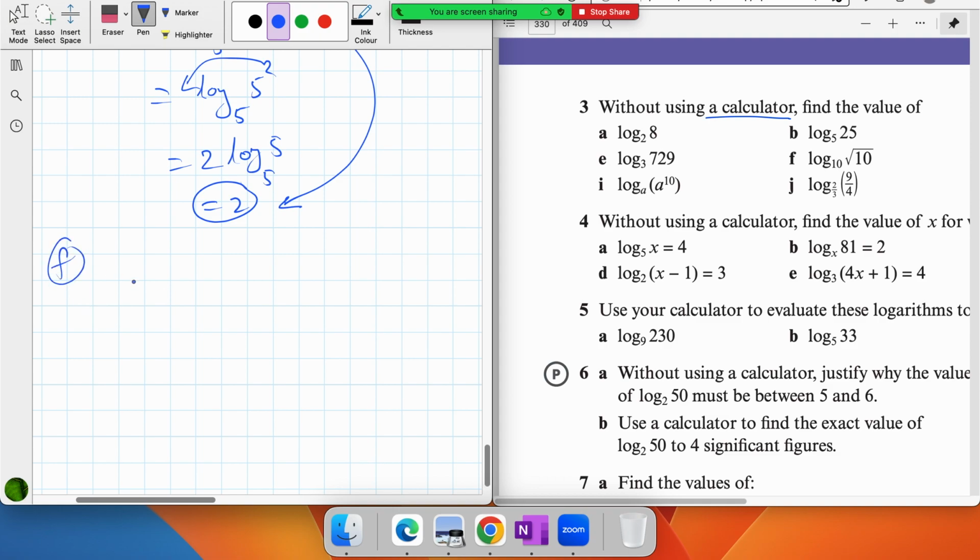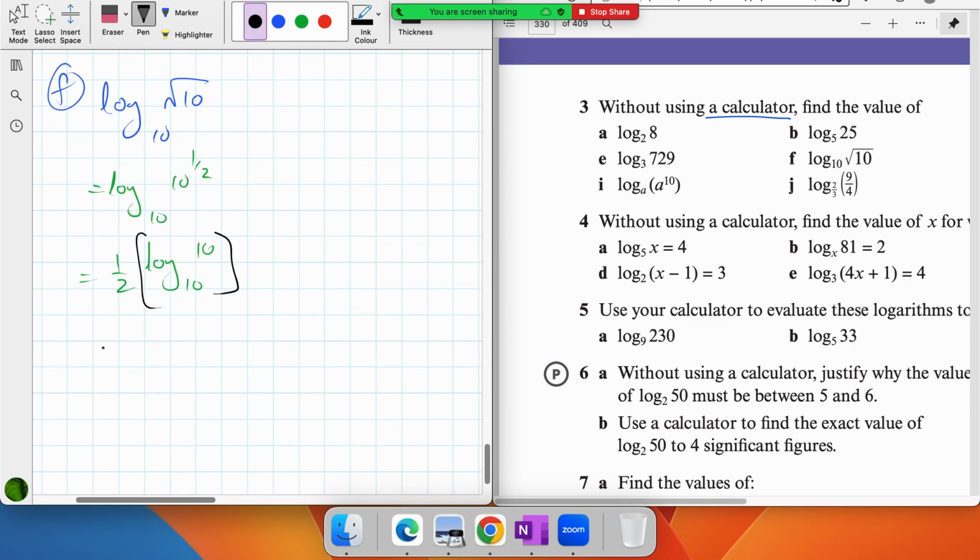Look at this f part. Log of square root 10 to base 10. So this is log of 10 raised to the power 1 by 2 to base 10. I'm bringing this 1 by 2 outside. So this is 1 by 2 log of 10 to base 10. When you have both of the numbers same, that is 1. So your final answer is 1 by 2.